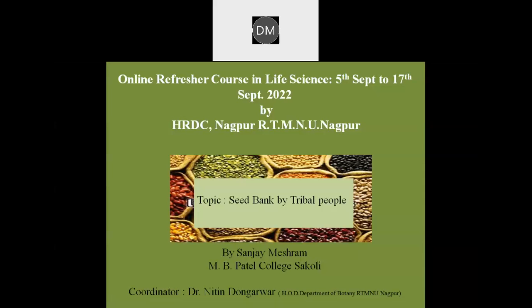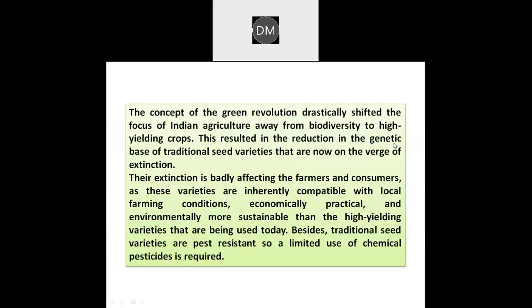Respected coordinator Dr. Nitin Dongwara sir and ma'am Dr. Preeti ma'am. Today my topic is seed bank by tribal people. This is actually not my own work. Seed bank is something we are very familiar with, but the basic concept is that the green revolution distinctly shifted the focus of Indian agriculture away from biodiversity to high yielding crops. This resulted in a reduction of the genetic base of traditional seed varieties, which are now on the verge of extinction. We ran after production and have been losing a lot of diversity, seed diversity, wild seed plants.